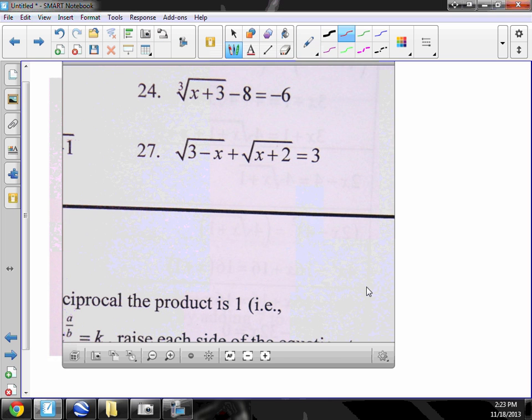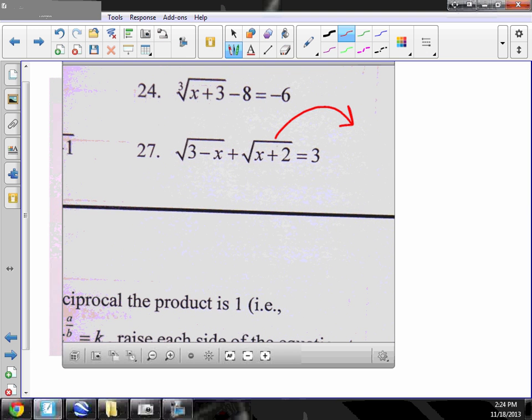The last three problems. We have two square roots, which means we're going to end up squaring twice. And in order to cancel both of them, I need to move one to the other side. So you isolate one square root, you square both sides, and you simplify. Then you isolate the other square root and square both sides and simplify.